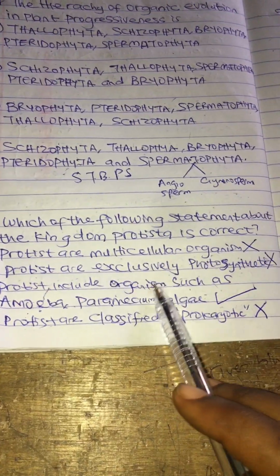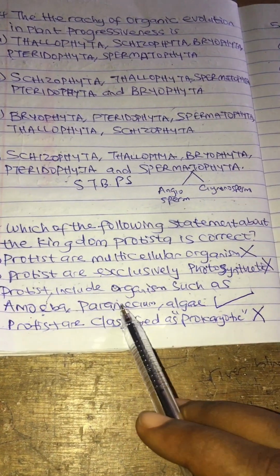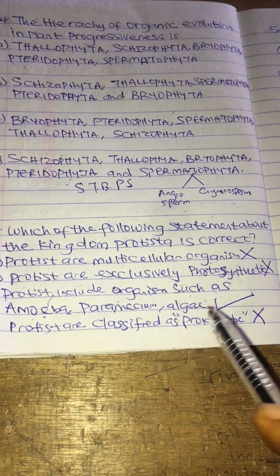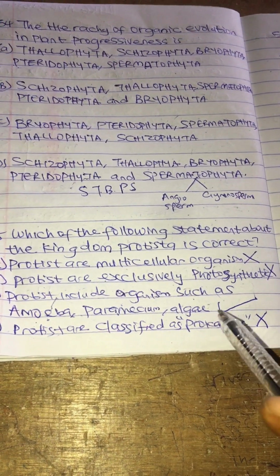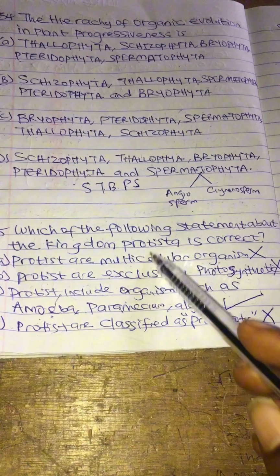Protists include organisms such as amoeba, paramecium, and algae. That's the correct statement about kingdom Protista in the option.